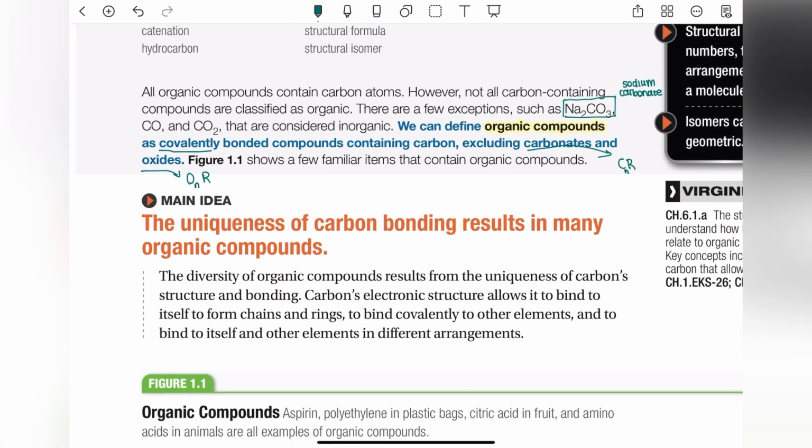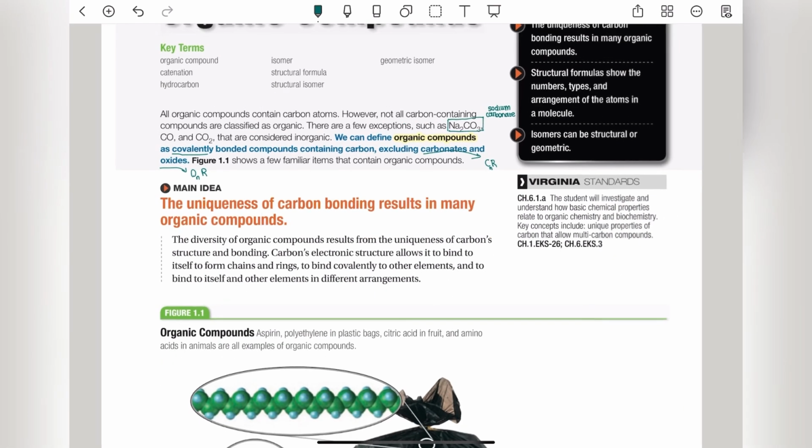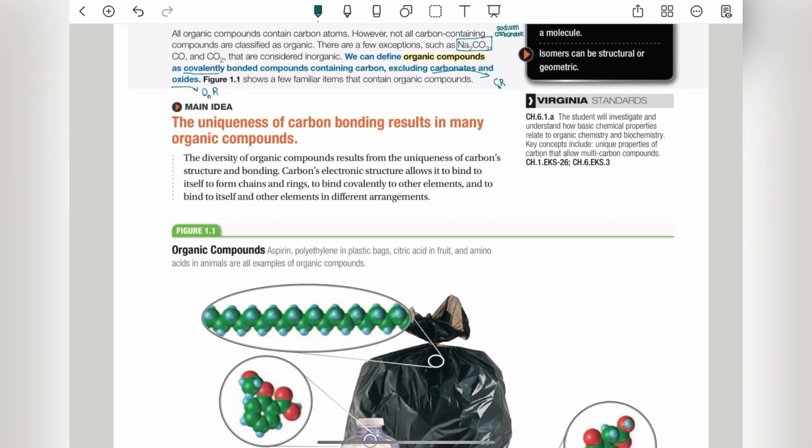Okay, so our first main idea is that the uniqueness of carbon bonding results in many organic compounds. So here we're just going to talk about carbon. It's indeed an amazing element. The diversity of organic compounds results from the uniqueness of carbon structure and bonding.